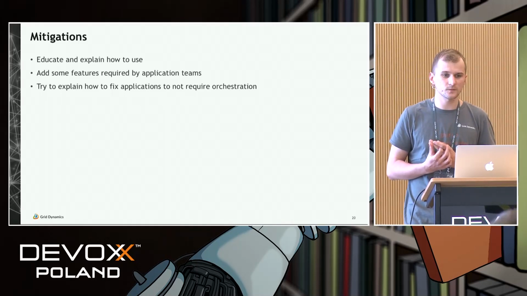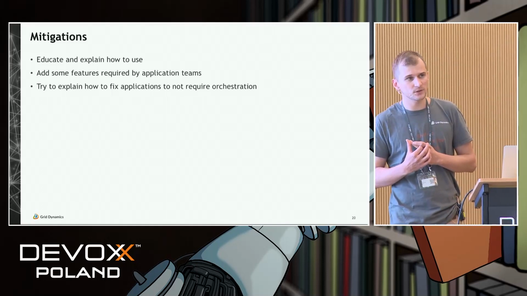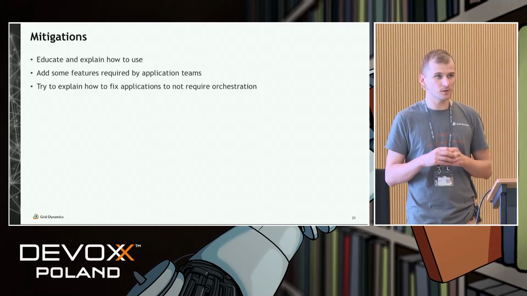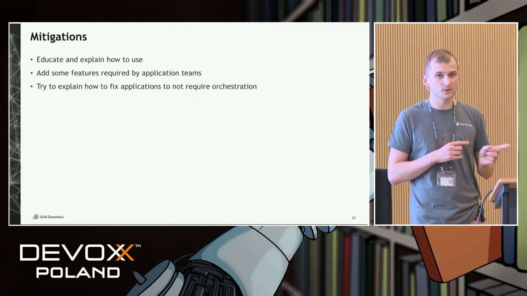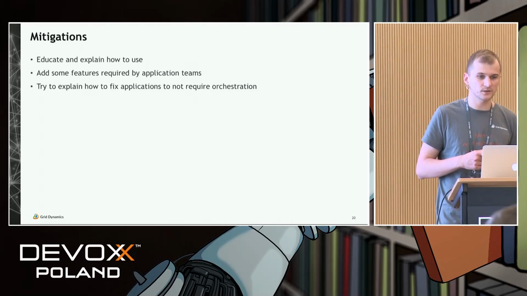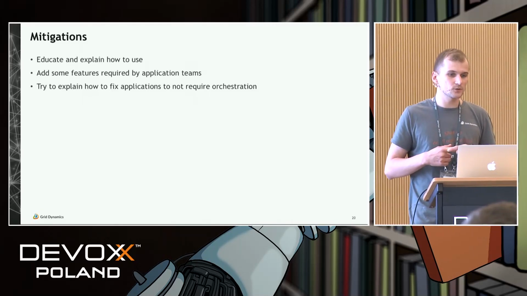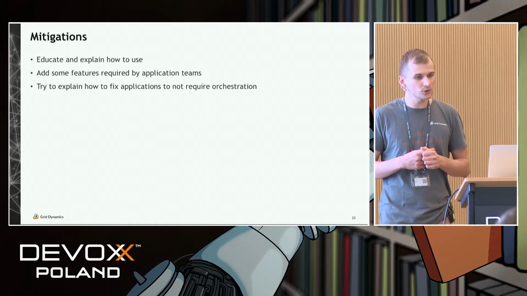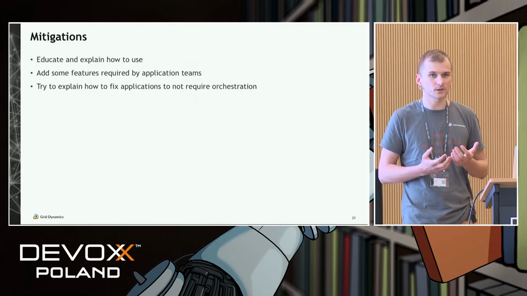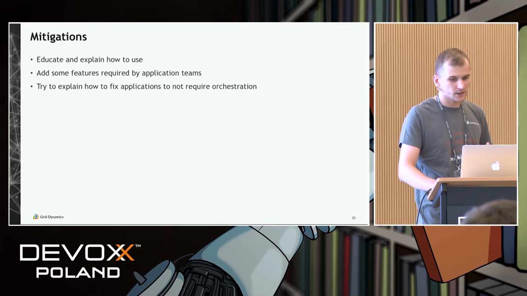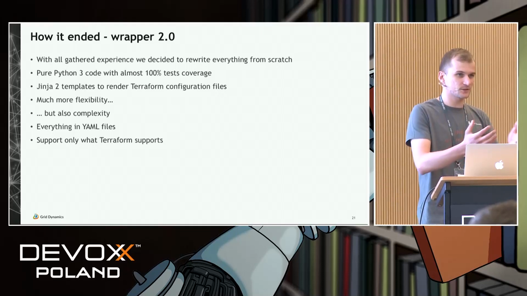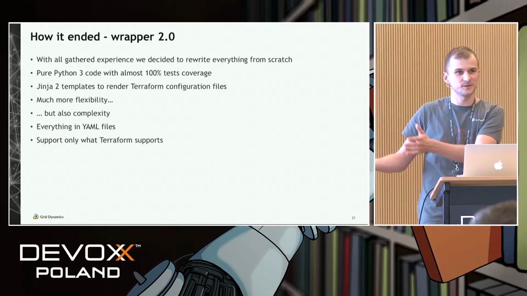Some teams required some extra features, and we found out that they were reasonable, and we decided to implement them. But remember, it was 1,000 lines of code in bash, so adding new features in bash makes things even more complex. And we tried to explain how to fix the applications to not require the orchestration feature, which seems to be the most desired one. How did it end? It ended with the wrapper 2.0, because we had one wrapper, it kind of failed, so write another wrapper. Maybe this one will be better.